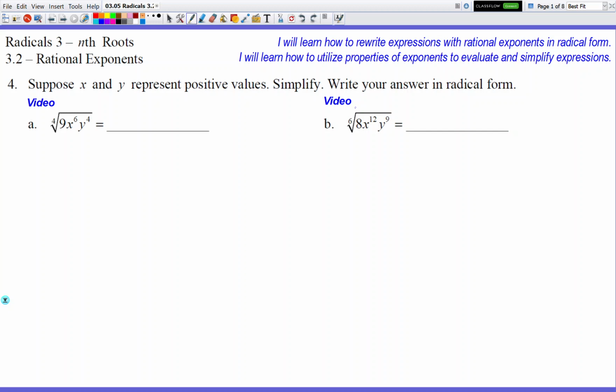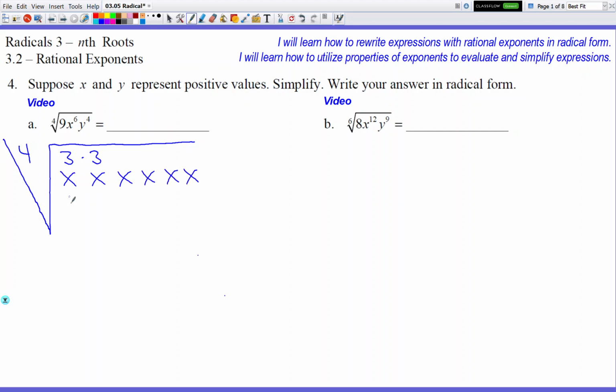Okay, so let's start breaking things into tiny pieces. We got a 4th root radical. Let's make a big, gigantic radical symbol, because I got to write a whole lot of stuff in there. The 9 I'm going to rewrite as 3 times 3. Then I'm going to write 6 x's: 2, 3, 4, 5, 6. And I'm going to write 4 y's. And I'm going to get my red pen and circle things that match. I'm not going to circle any 3's because I don't see 4 3's. But I will circle 4 x's and I will circle 4 y's. Okay?